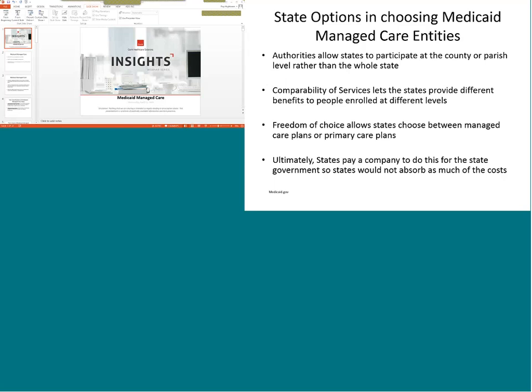But there are levels offered by the state, and the state chooses which level to assign to certain areas. Ultimately, states can pay a company like Humana or Aetna to do this type of subdivision, and a physician would be enrolled in these types of programs and not even know it. But the state wouldn't absorb as much of the cost if they choose to use one of these MCOs.